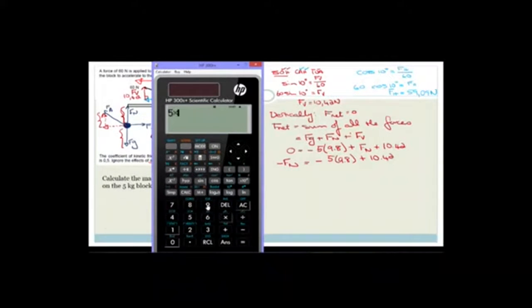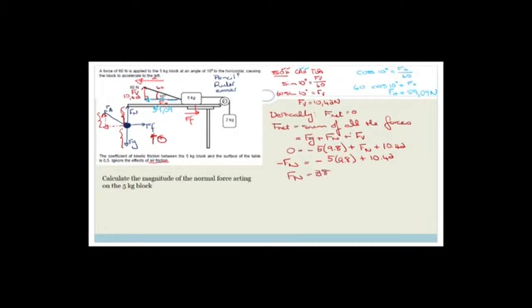And now I need a calculator. So we've got 5 times 9.8 equals minus 10.42 equals, and it works out to be 38.58. So Fn equals 38.58 newtons. If you're wondering what I did, why it worked out differently, is I just swapped the signs. I made 5 times by 9.8 be positive and subtracted the 10.42 comparatively, instead of doing it the other way around. Okay, so the normal force is actually 38.58. So this is, wait, 38.58 newtons. Okay, now they've said calculate the magnitude of the tension and the strain connecting the two blocks.